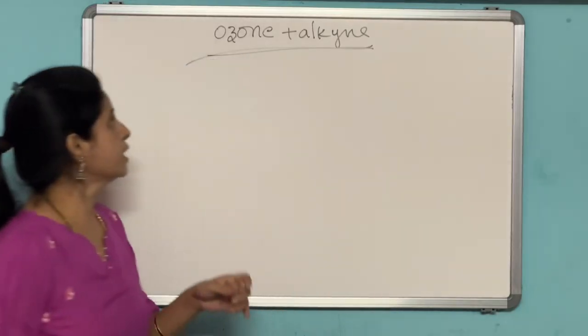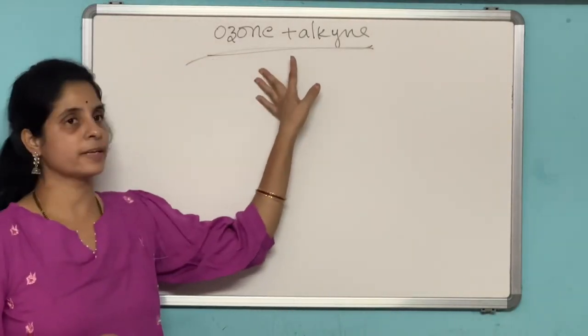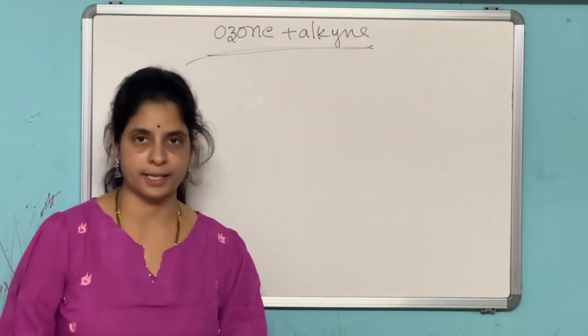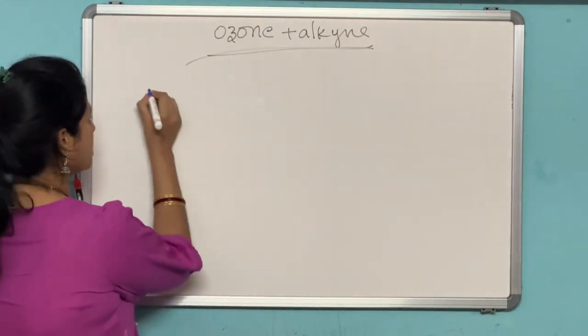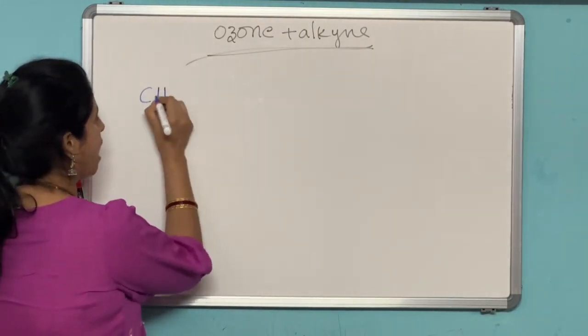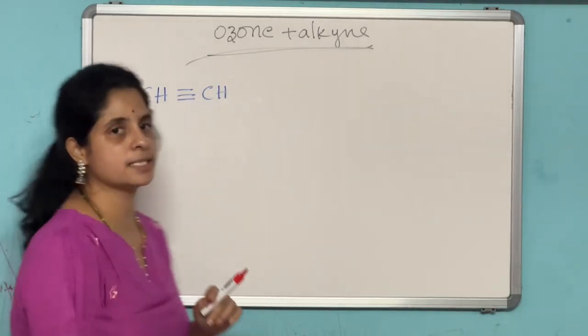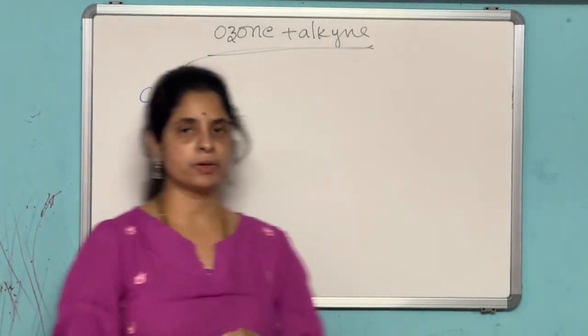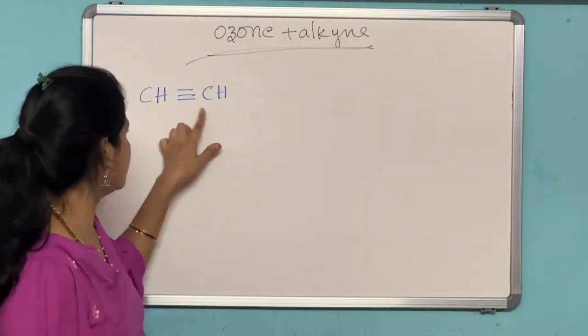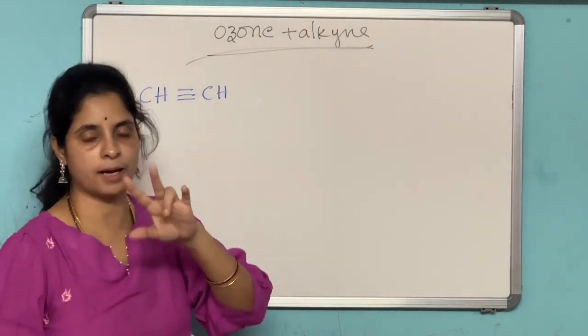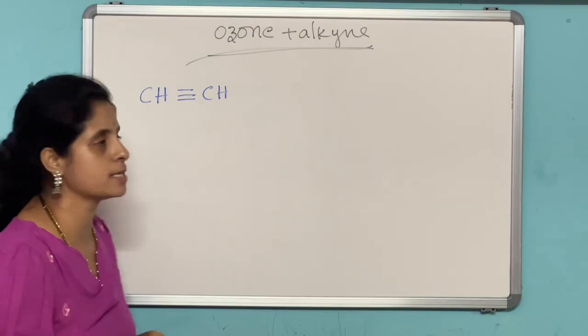So here in this video, we'll discuss what happens when ozone is treated with alkyne. Here, alkyne plus ozone. Simply, alkyne means acetylene. I am taking alkyne, which means it is a triple bonded compound. So here alkyne, ethyne I am taking. 2 carbons, ethyne, triple bond is there, no?